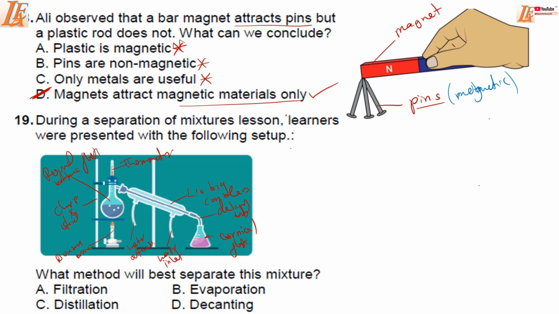Now, what method will be best to separate this mixture? In this case, the method which can be used is called distillation. And if you are keen enough, you will note that on this diagram we don't have a fractionating column. A fractionating column should be at this point here. Therefore, this method is called a simple distillation.